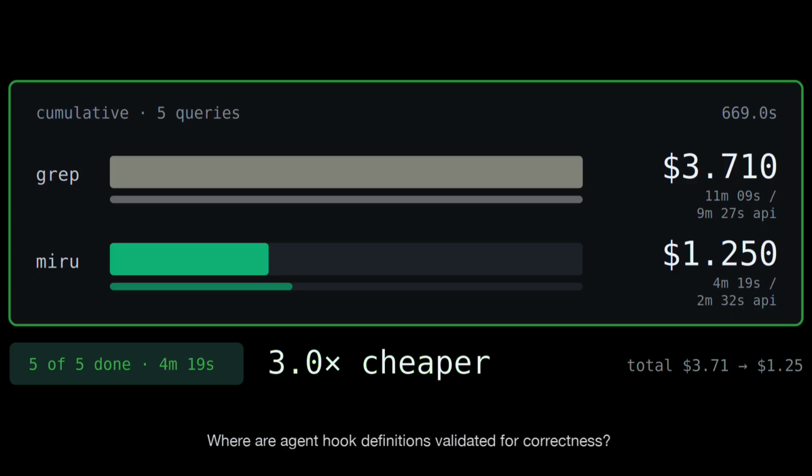Now, I picked these 5. They're the questions I'd actually ask about a repo I'm sizing up. But they're also the shape of question miru is built for. Where is X, and how does X work? Miru gets me what I need for about a third of the cost.